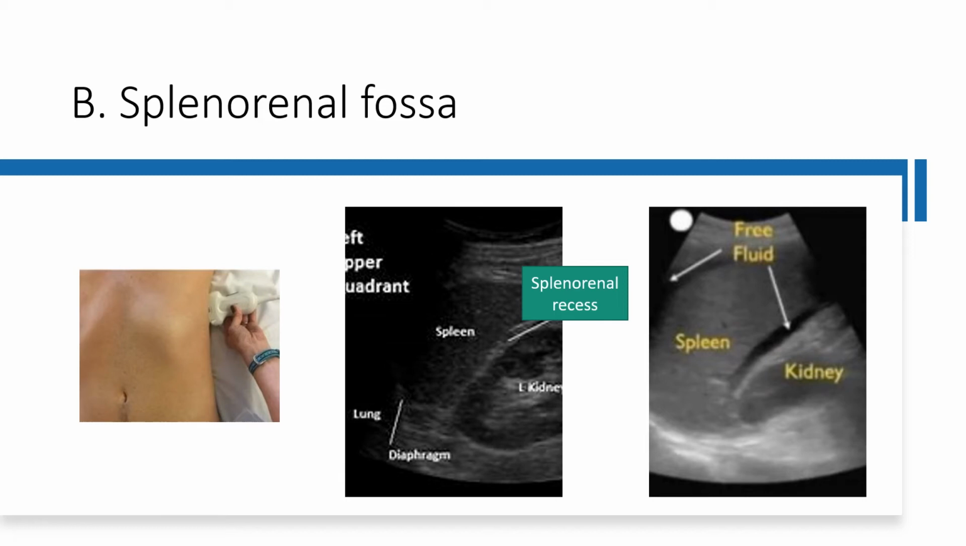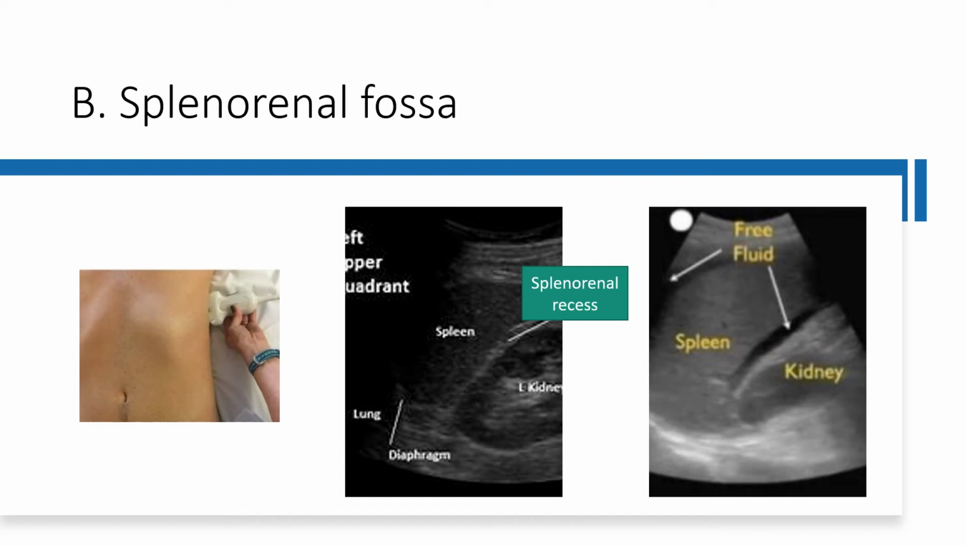And here you can find the spleen, the kidney, and the splenorenal recess. The first picture is a normal view of a patient, and in the second picture you can find the free fluid in between the spleen and the kidney. So the free fluid is in the splenorenal fossa. It is a hypoechoic or anechoic strip.